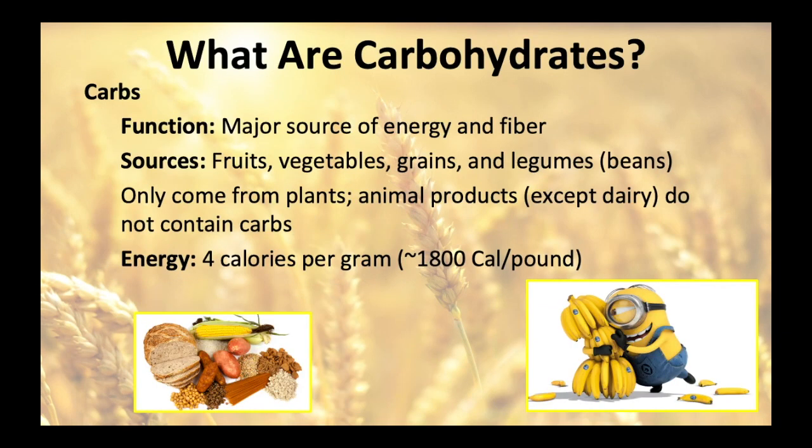Now, what are carbohydrates? Carbohydrates are a major source of energy. There's fiber packaged with them. Sources include fruits, vegetables, whole grains, beans, peas, chickpeas, and lentils. Carbs, with the exception of milk, only come from plants. Animal products do not contain carbohydrates. So eggs, meat, fish, there are no carbs in those at all. There's no fiber in those. Fiber is a type of carbohydrate, and we'll be talking about that later.